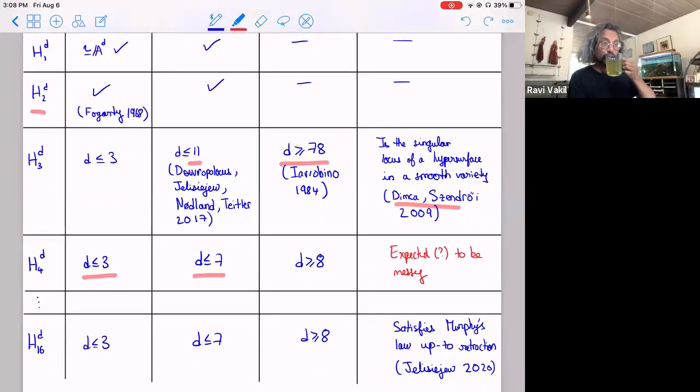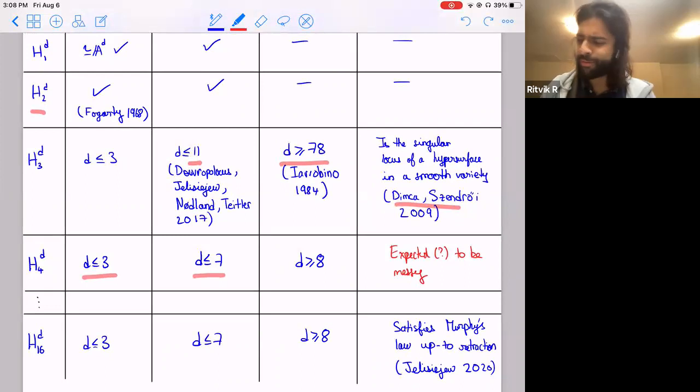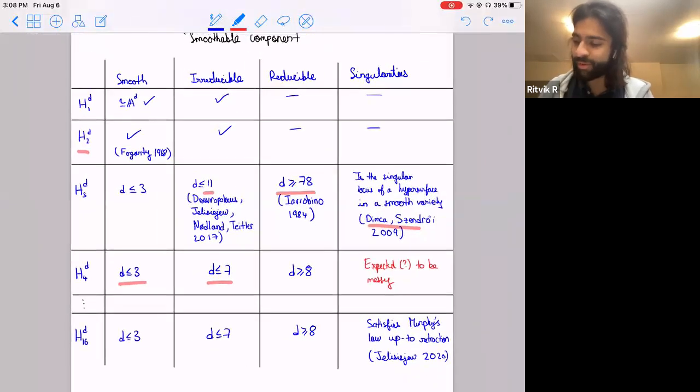If you keep going all the way to 16 space, you probably saw a few months ago, Joachim explained to you that he showed that the Hilbert scheme satisfies Murphy's law up to retraction. And the statement of irreducibility and reducibility is the same. So 7 points irreducible, D points reducible.